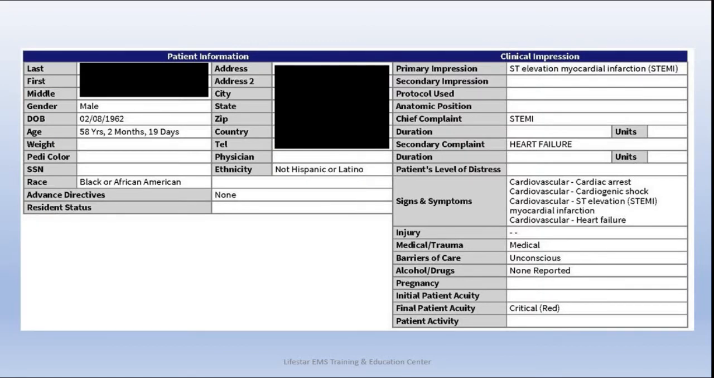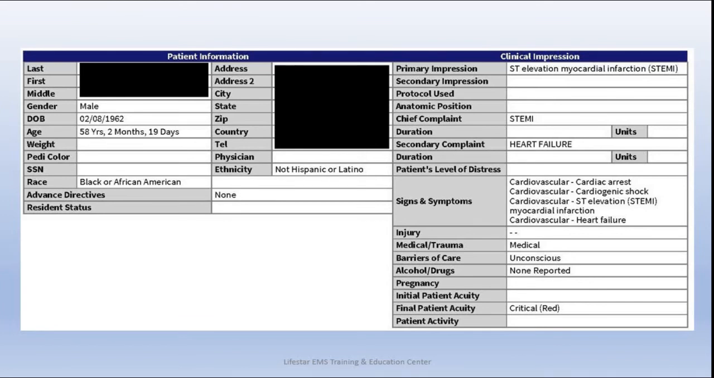So let me give you, for those of you who like to chew all the meat off the bone, the case with all the details. We have here a 58-year-old African-American male. He is sitting at home with chest pain for hours and hours, but because there's a pandemic with COVID-19 going on, he doesn't want to go to the hospital because that's where sick people are.